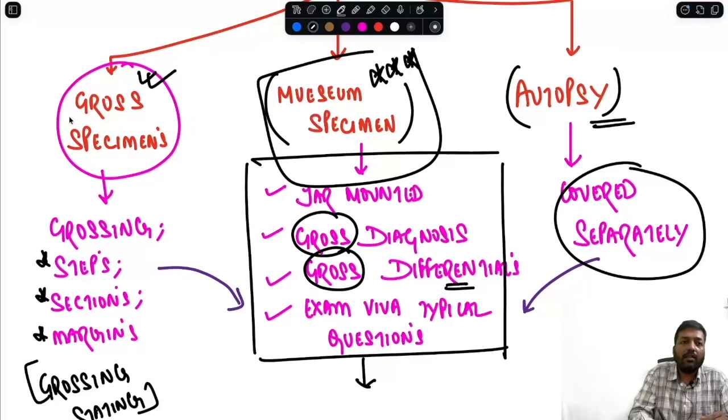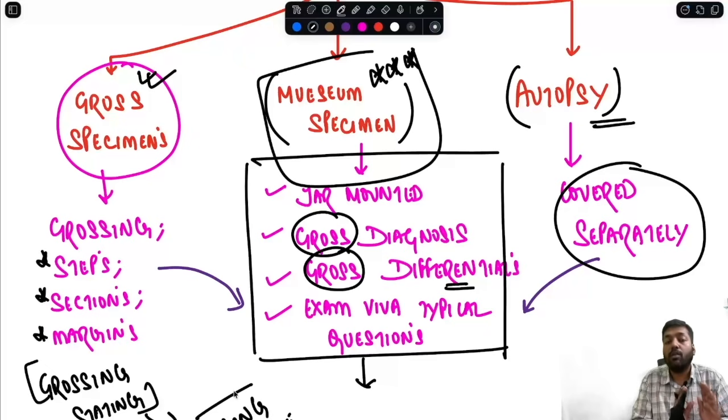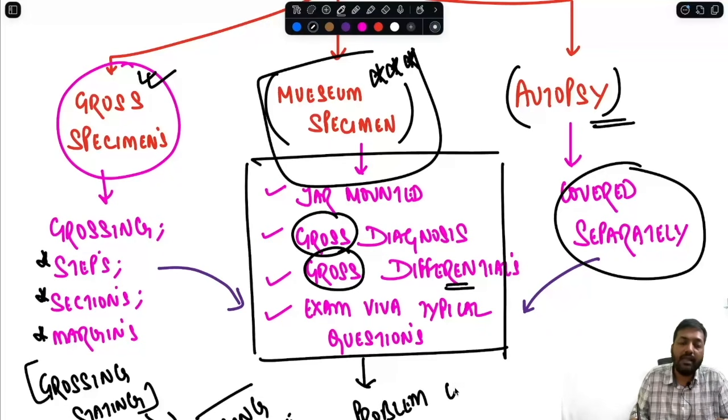This grossing part has already been covered under the grossing course, so we are not going to repeat those questions here. Rather, we are going to cover those important questions which are usually asked in your practical exams during your table viva, wherein the jar mounted formalin fixed museum specimens are kept. Now remember, these museum specimens can also be a part of your problem cards. In your problem card series they might also include the museum specimens.